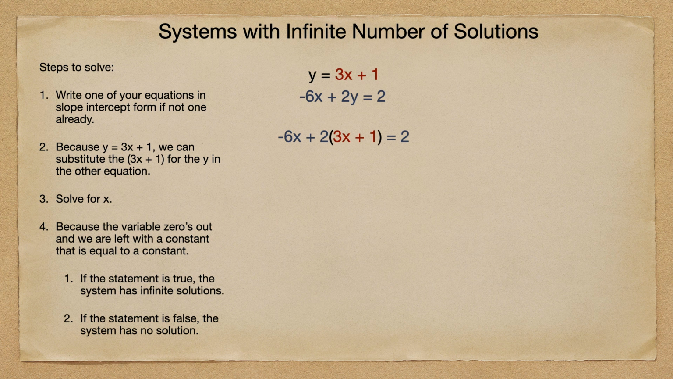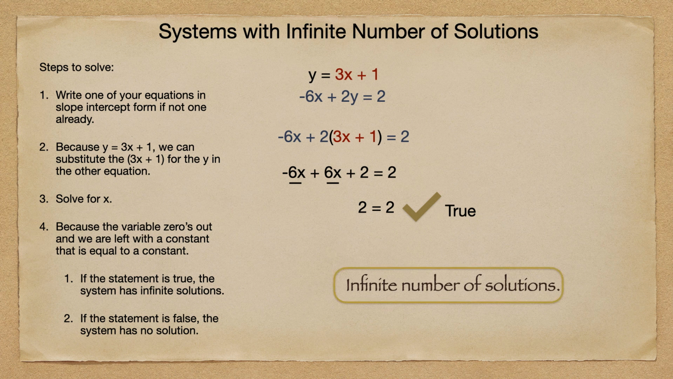Here we're going to have to distribute the 2 to the 3x and the 1, which will make 6x and positive 2. Here I have negative 6 and positive 6, which will combine to become 0. And I'm left with 2 equals 2. As you can see on the left, because the variable zeroes out and we are left with a constant that is equal to a constant, if the statement is true, the system has an infinite number of solutions. Because 2 equals 2 is a true statement, we know that this has an infinite number of solutions.